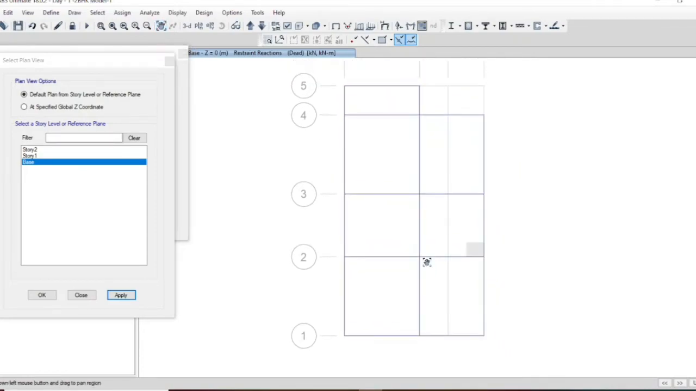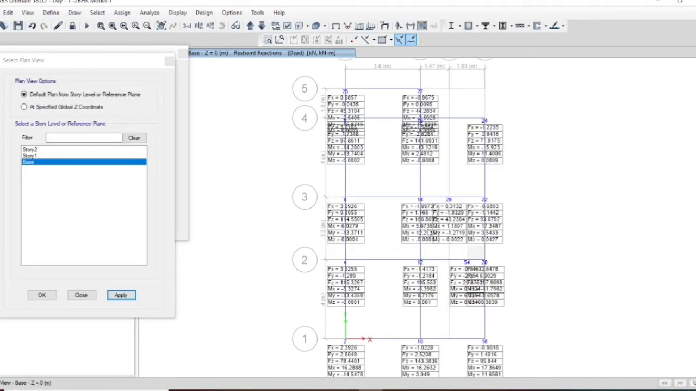You can see the maximum force is 195. Here the floor displacement is also maximum, the column is also having 195 of force, and the moment is very much less, around 15 kilonewton, and here you have around 17.